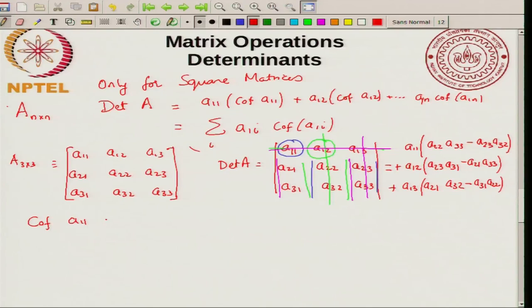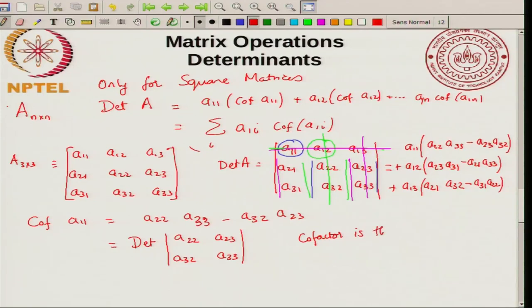So just to remind, the cofactor of A11 is equal to A22 times A33 minus A32 times A23. This is nothing but the determinant of the matrix formed by removing this row and this column, so A22, A23, A32, A33. So this is the basic idea, and you can do this for larger matrices also, but you will have to calculate more and more determinants. So this cofactor is nothing but a determinant of a smaller matrix. Cofactor is the determinant of the matrix with one row and one column removed.